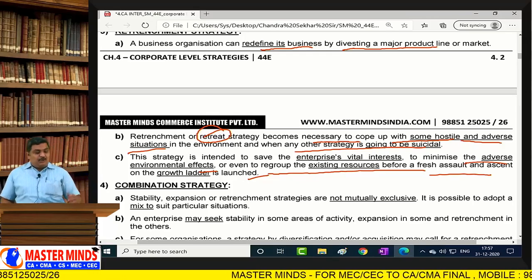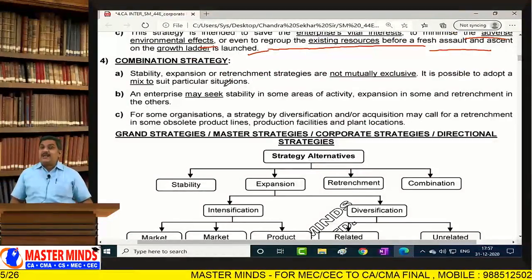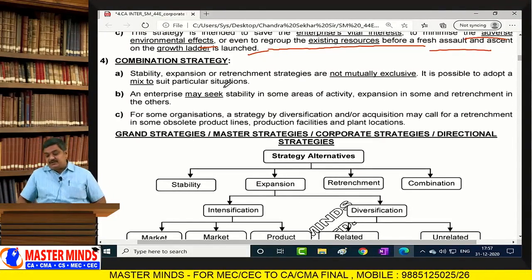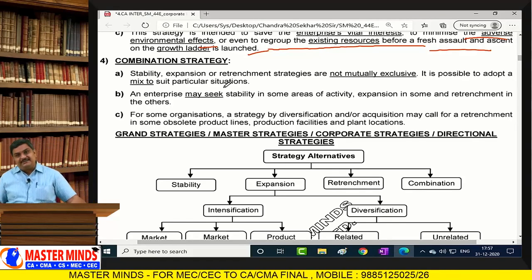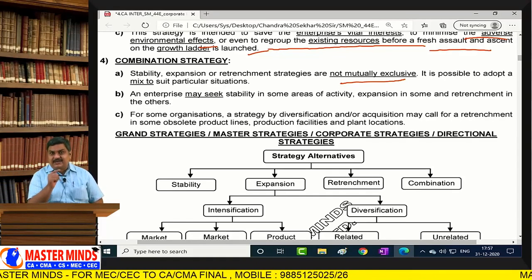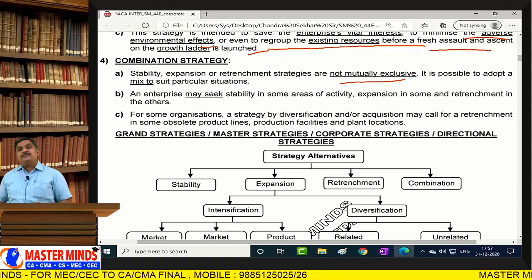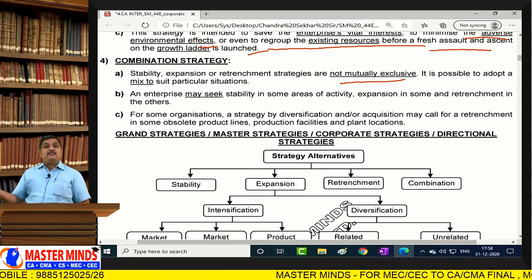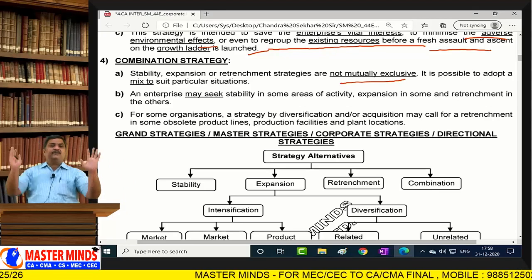Okay? Right. Combination. There is nothing to explain in combination strategy. And I told you combination strategy is the realistic strategy, because companies follow combination strategy only. So stability, expansion or retrenchment strategies are not mutually exclusive. That is what? They are not mutually exclusive. Means, sir, in the coming 5 years we follow stability strategy. Don't talk. That's all. Final. We have 100 businesses. In all the 100 businesses, we follow stability strategy. Sir, but for IT, the environment is very good. No, we don't bother about that. We have decided at the corporate level, we follow stability strategy.